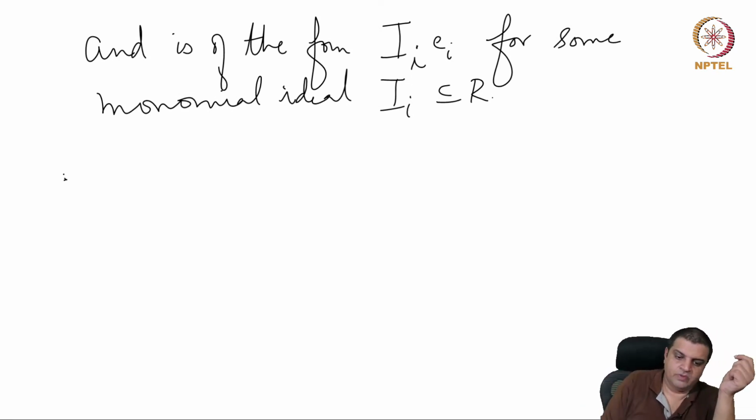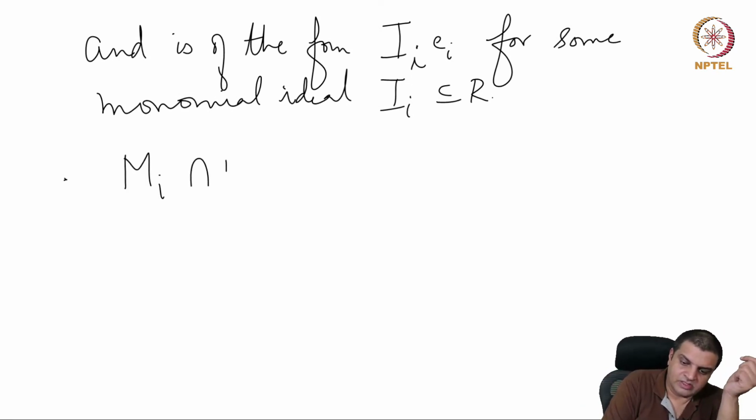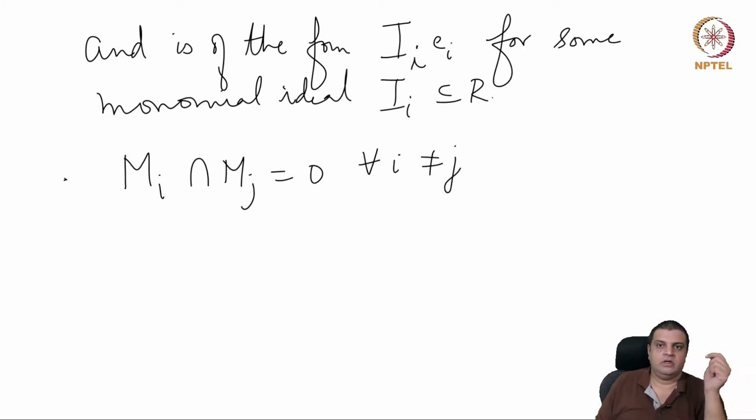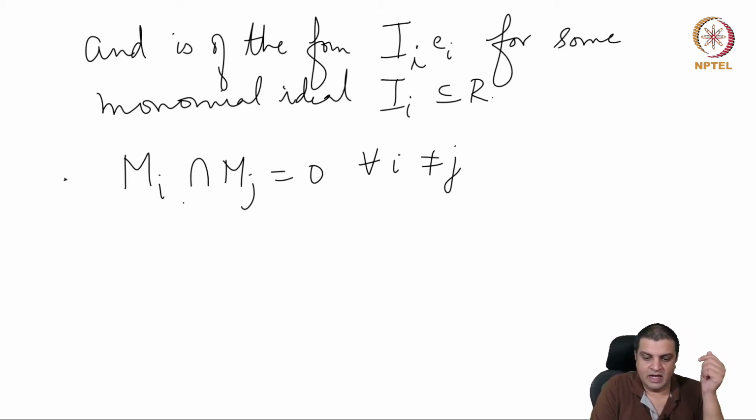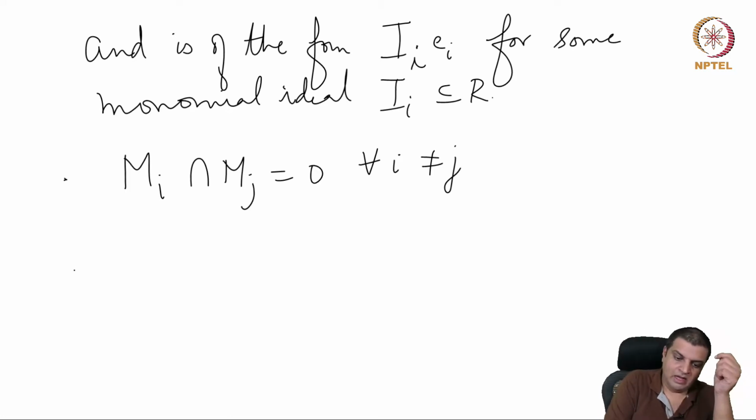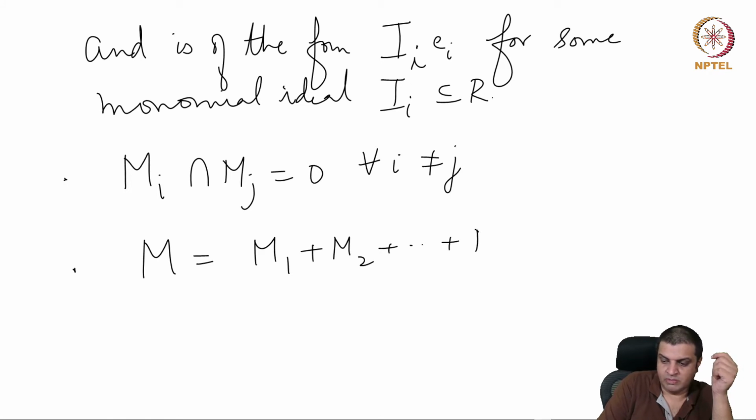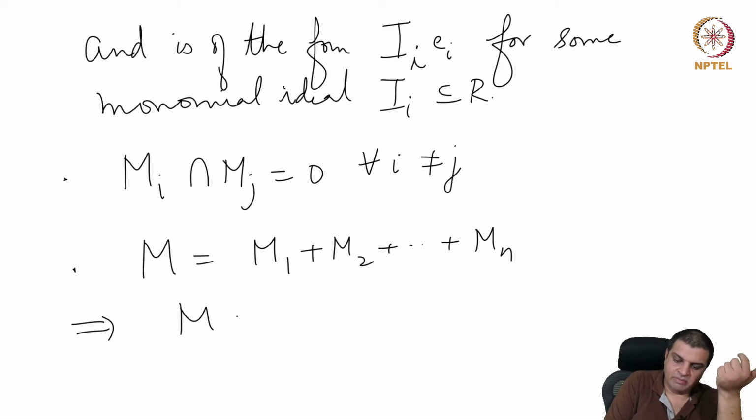Secondly, M_i intersect M_j is 0 for all i different from j. That's clear because all of these are multiples of e_i, all of these are multiples of e_j, and they cannot have an intersection. And thirdly, M is M_1 plus M_2 plus up to M_n. Okay, and this now says that M is the direct sum of these M_i.